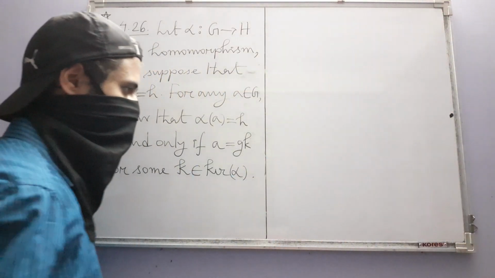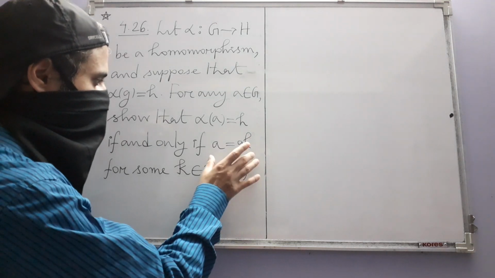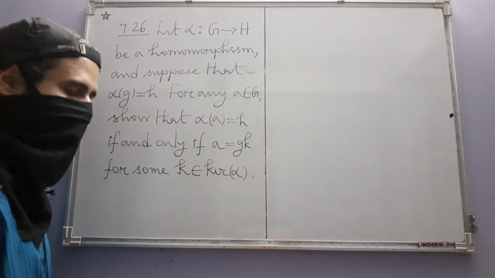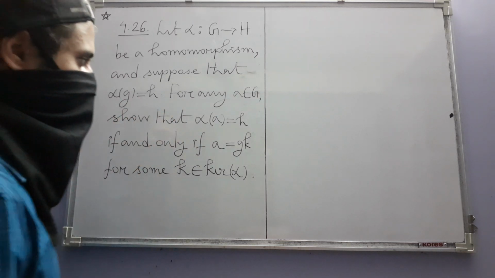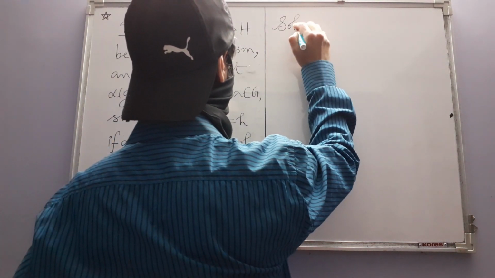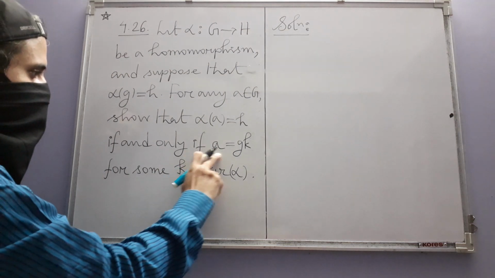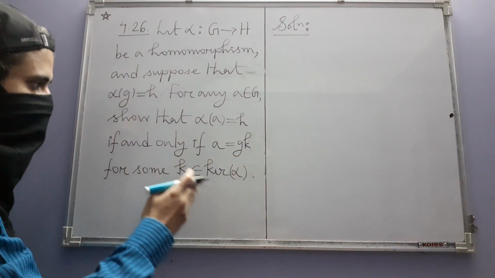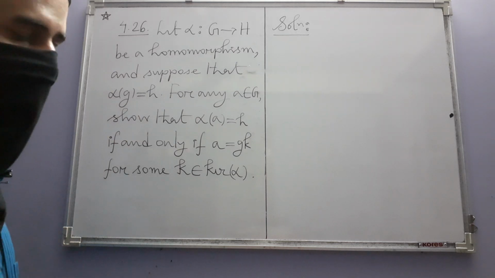So that means we have to prove two implications, namely that this condition is necessary as well as sufficient for these things to happen. So which one shall we do? Let's first assume that we have this and then show that the alpha image of A is also H. That is, I think, the easier one.